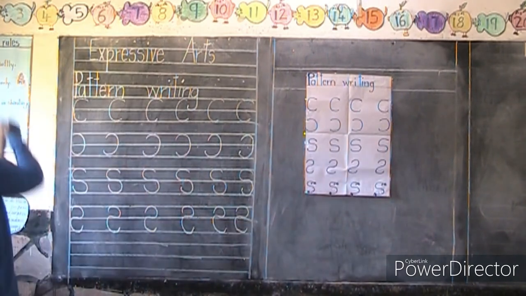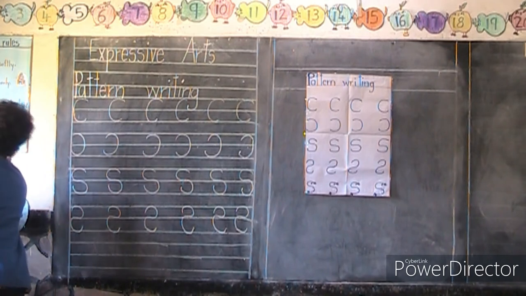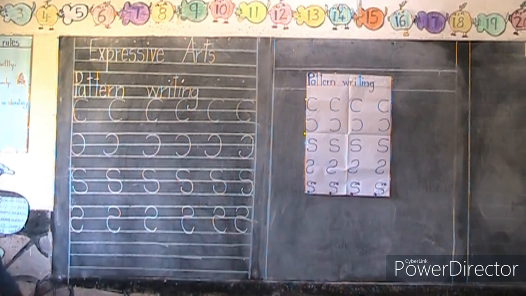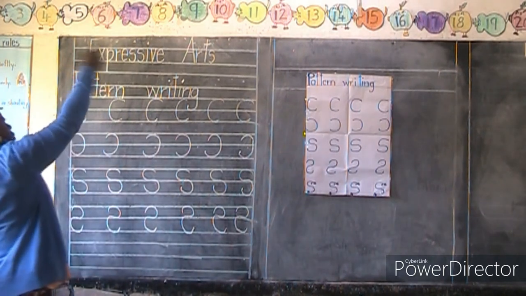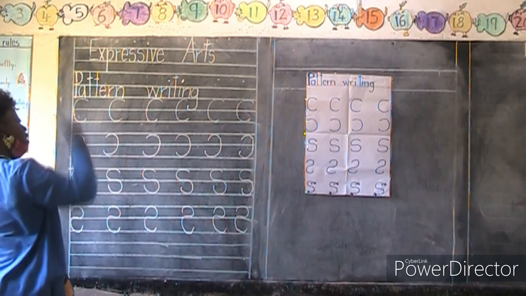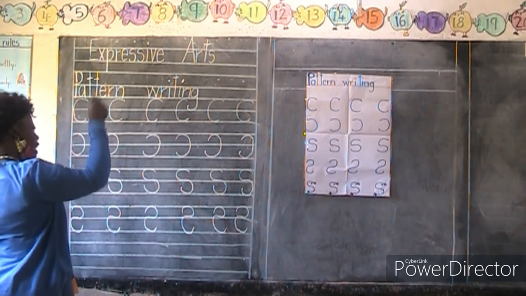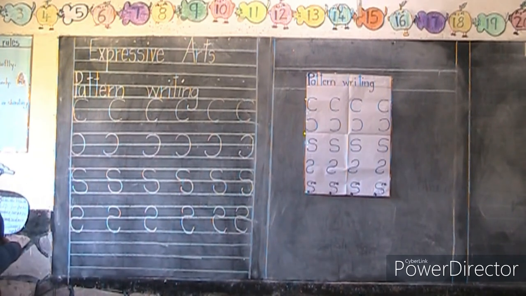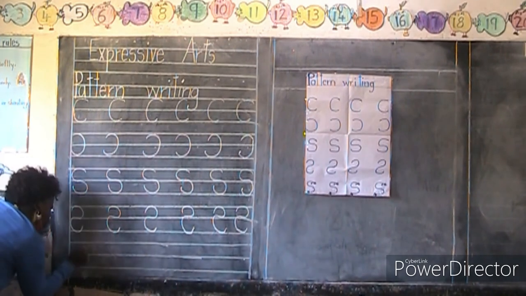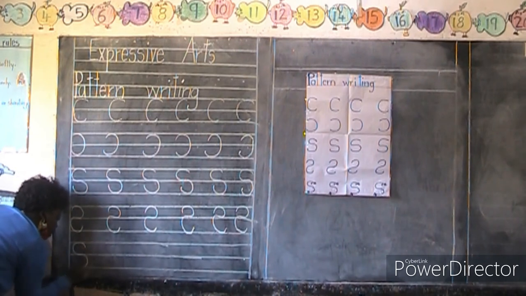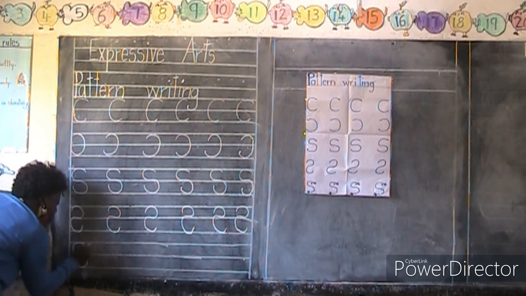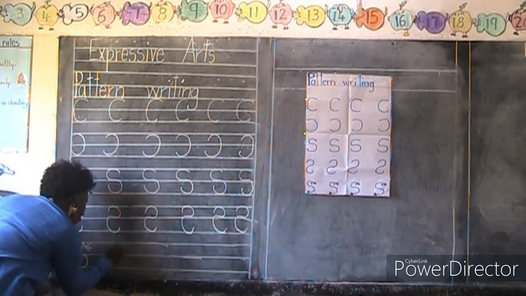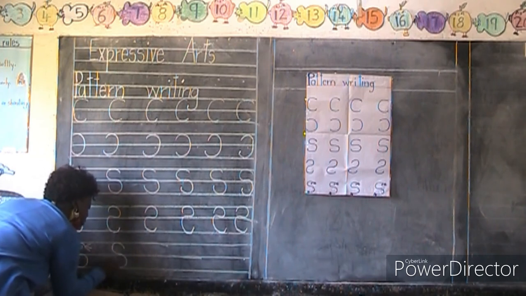Our last pattern. Pay particular attention. One finger up. Let's raise that pattern in the air before we write it on the board. Round, round, mouth, eye, tail. So I want you to pay particular attention. Round, round, round. Mouth, eye, tail. Space.